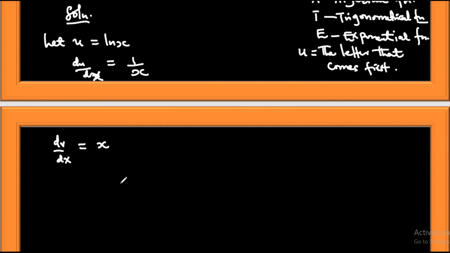Now, if dv/dx becomes x, our interest is getting the value of v. For as long as you know dv/dx is equal to x, it means for you to get v, you simply integrate x with respect to x. So our v will definitely be the integral of x with respect to x, which is x squared divided by 2. After making these clear choices, you now simply go and do the substitution in the formula.